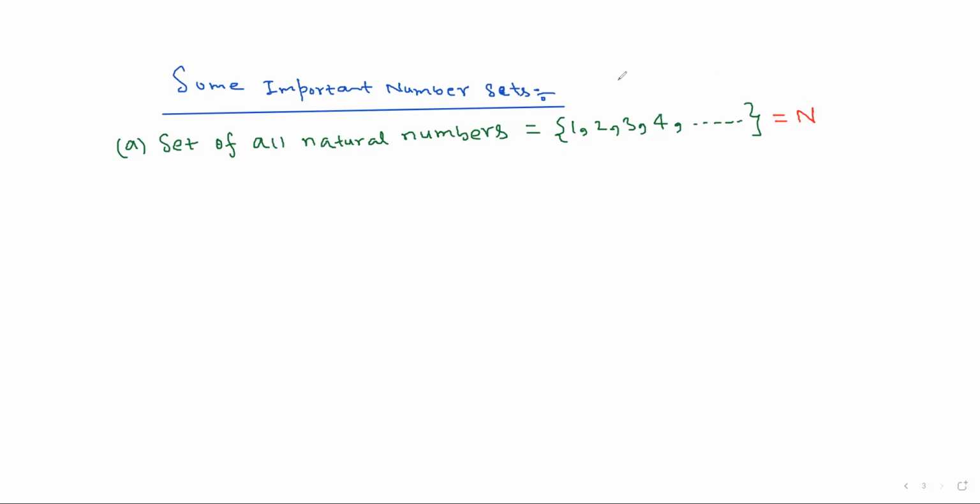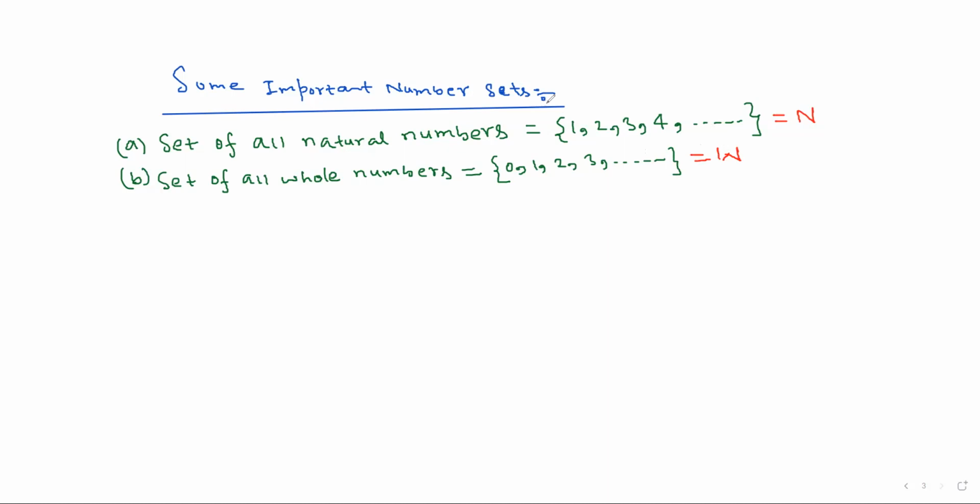Second thing is the set of all whole numbers. So basically, counting numbers including zero. Counting numbers including zero are called whole numbers, and the whole numbers are denoted as capital W. Okay, so whole numbers are represented by capital W.